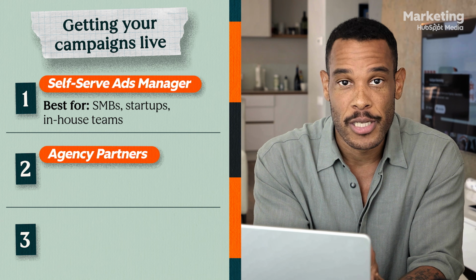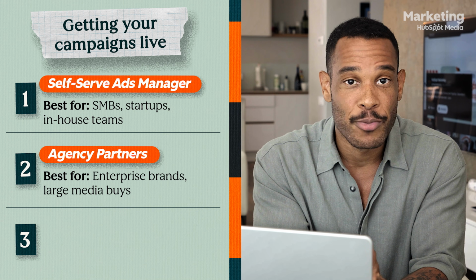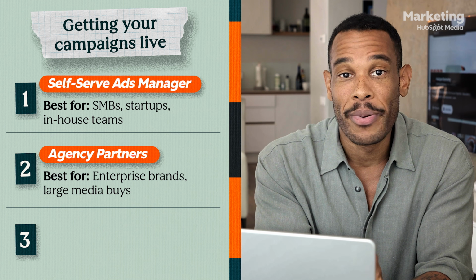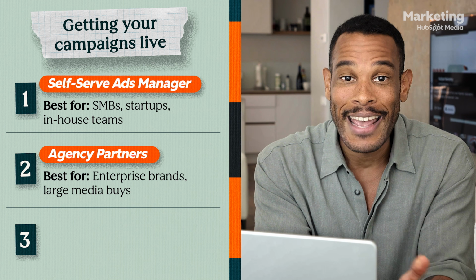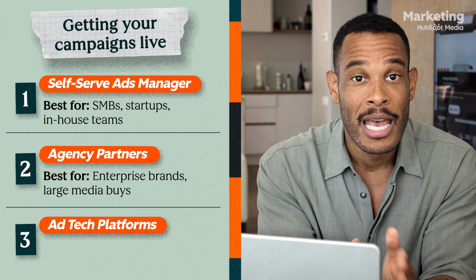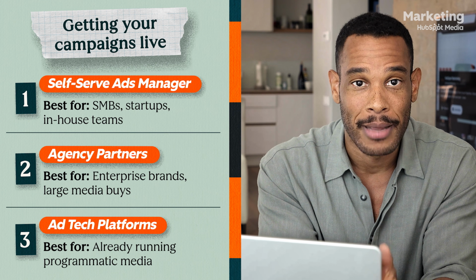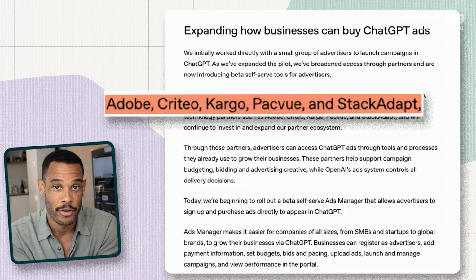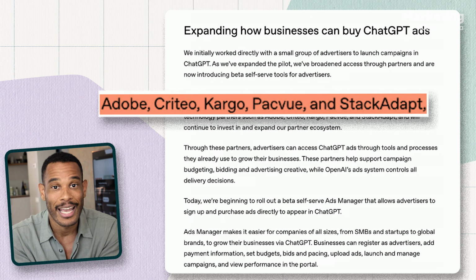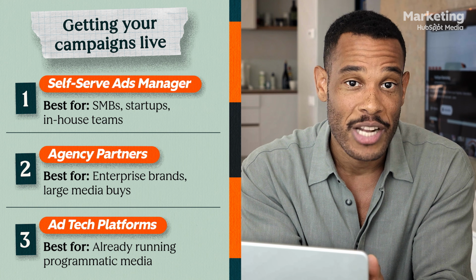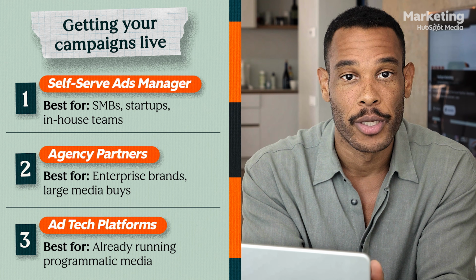Path 2 is through agency partners. This is the route for enterprise brands running large budgets across multiple channels. You work directly with one of OpenAI's confirmed agency partners. They handle the buy, you handle the strategy. Path 3 is ad tech platforms. If you're already running paid media through a programmatic platform, you may already have access to one of OpenAI's confirmed ad tech partners. They handle the bidding, budgeting, and creative. OpenAI still controls all delivery decisions. For most of you watching this, Path 1 is your starting point. So let's walk through exactly how to launch your first campaign.